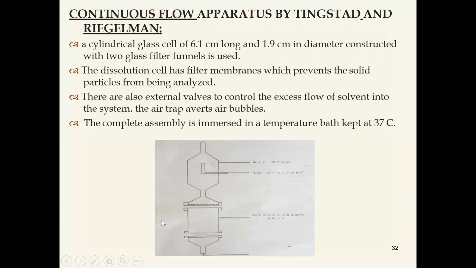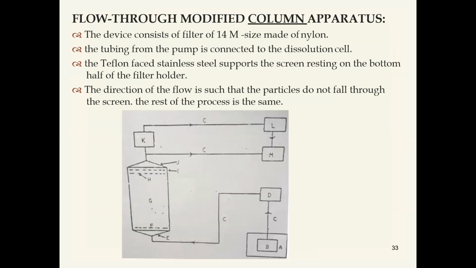So the total system is maintained at a constant temperature, including the flow meter, the lower filter, the dissolution cell, the upper part of the filter, and the air trap. So the total system is kept in a constant temperature bath. This complete assembly is immersed in a temperature bath maintained at 37 degrees centigrade. After that, we will collect the samples and go for analysis. This is the description of the continuous flow apparatus method.